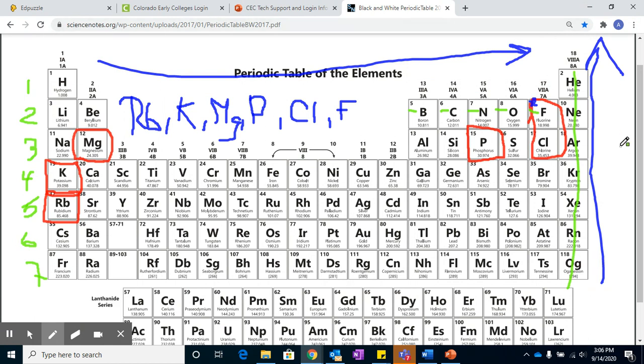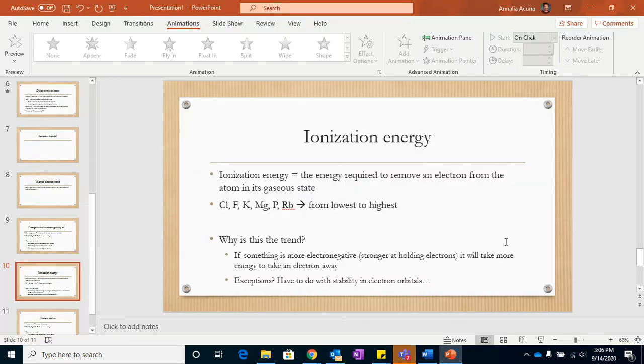Just think about it. Electronegativity is its ability to attract electrons to itself, fluorine being the strongest. So if fluorine is the strongest, guess what? It's going to take more energy to remove an electron from fluorine than it is from rubidium. So this trend stays the same for ionization energy.